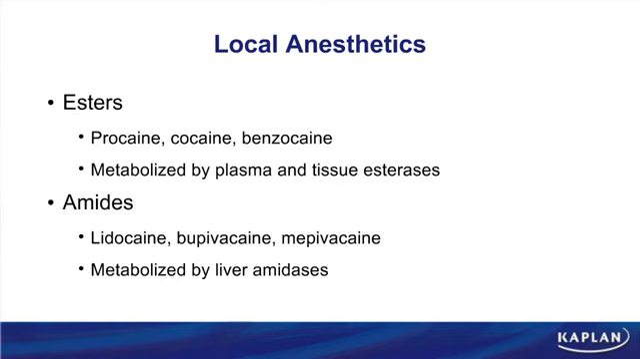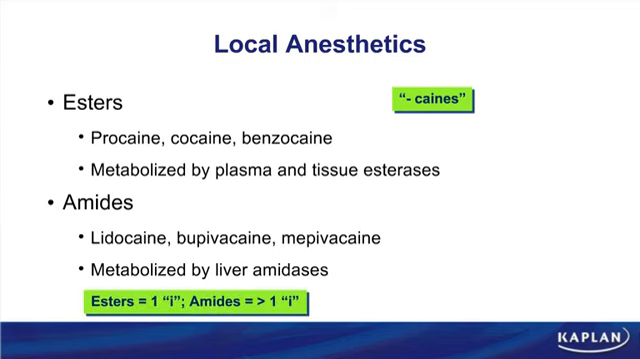When we think about local anesthetics, all local anesthetics can be divided into two categories, either esters or amides. But all of the drugs have a common ending, and that would be cane. So local anesthetics are the canes. But how do I subdivide these drugs into esters and amides? I simply remember the rule that an ester has one I in its name. The part of the drug name, cane, contains an I.